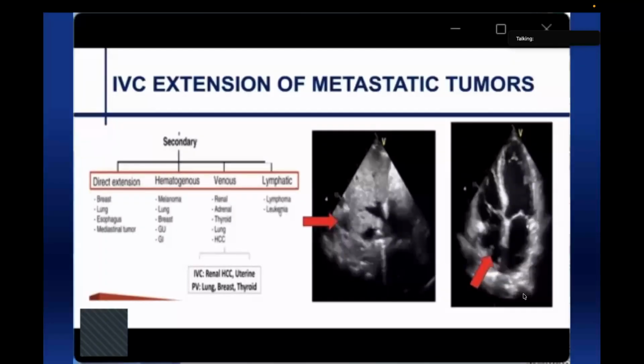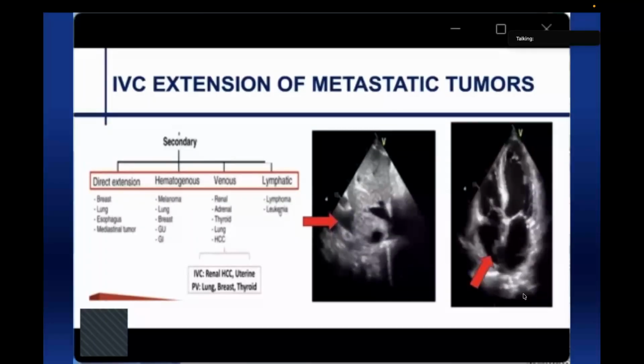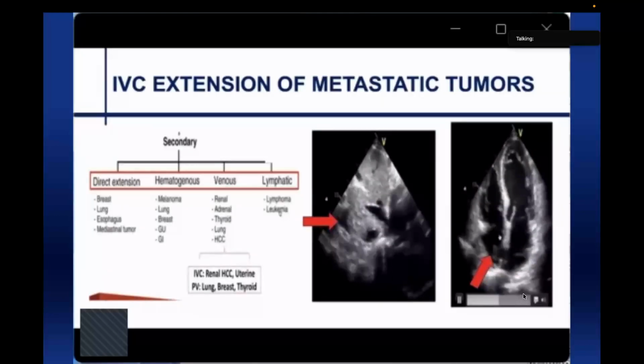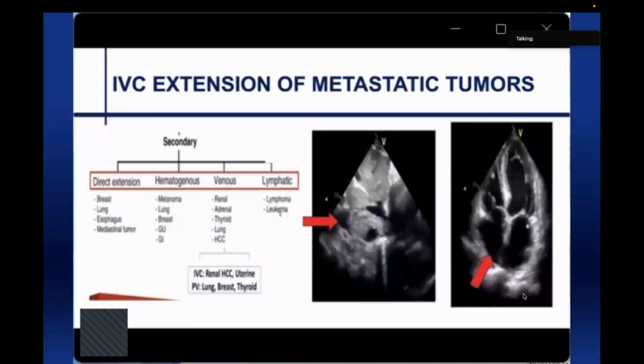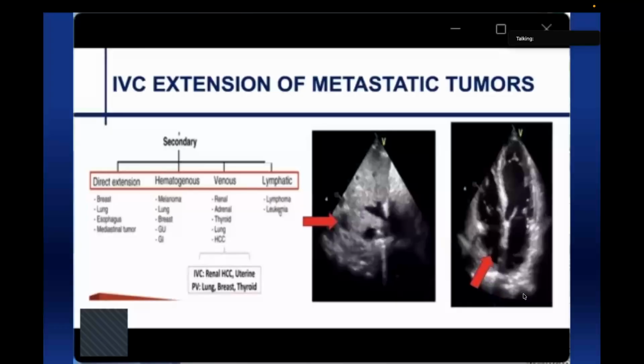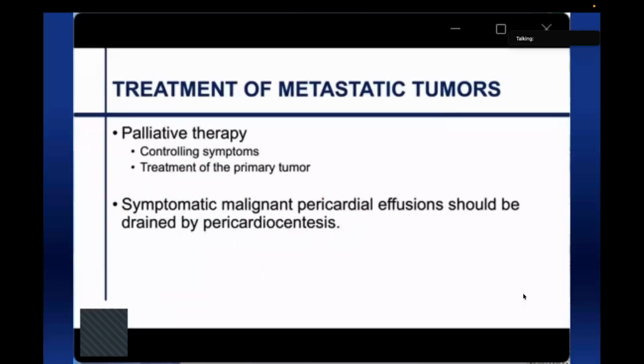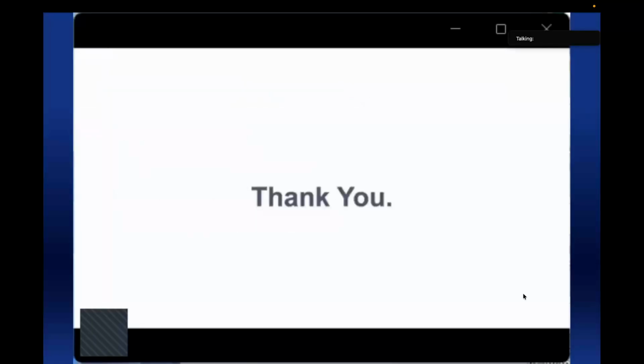Okay, so these are secondary causes of your tumor. Now, from direct extension, your hematogenous spread, from your venous spread, and lymphatic spread. Treatment of metastatic tumor, usually it's palliative, controlling your symptoms, and of course, treatment of the primary tumor. So, symptomatic malignant pericardial effusion should be drained by your pericardiocentesis.